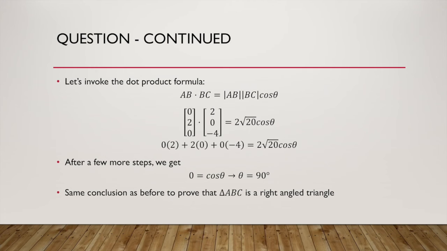So when we work out the dot product, the left-hand side works out to become 0. So again, we get that 0 is equal to cosine theta. And if you plug that into your calculator, or watch the graph again, that only occurs when theta is equal to 90 degrees. And if a triangle has a 90 degree angle, then it has to be a right angled triangle.